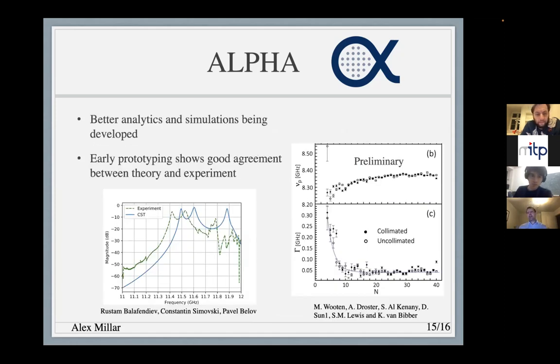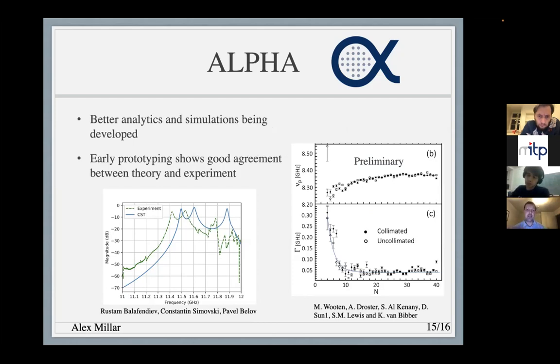Apart from performing detailed numerical simulations and understanding some of these important factors like quality factor and tuning more precisely, we've also been comparing some of these early prototypes with the theory to see that everything is working as expected. And in general, the agreement between them is quite good.